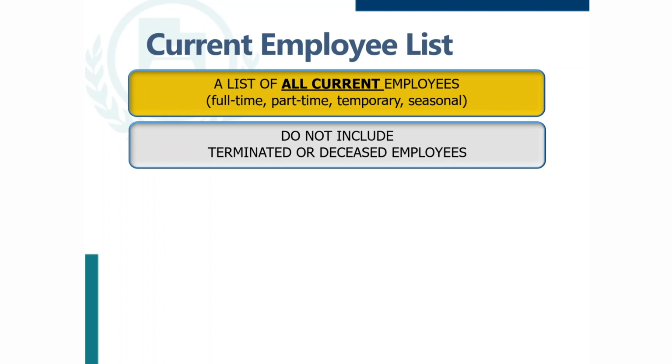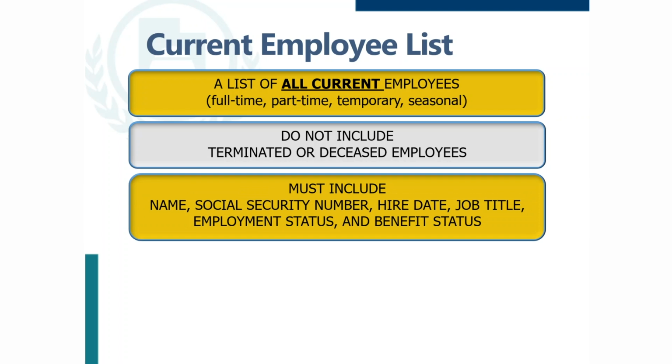Please do not include employees who are terminated or employees who are deceased. When you include people who are not current active employees, it forces us to do a little bit more research, and then we come back to you and it forces you to have to do a little bit more research. So make sure you're only including the full-time, part-time, temporary, seasonal, all of the employees that are currently employed the day that you send us that list.